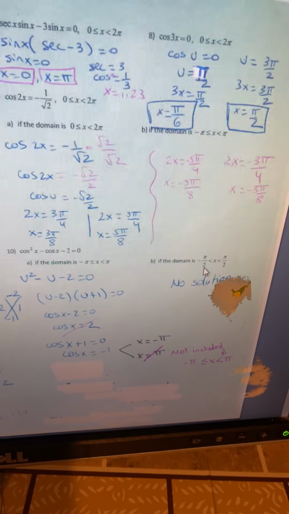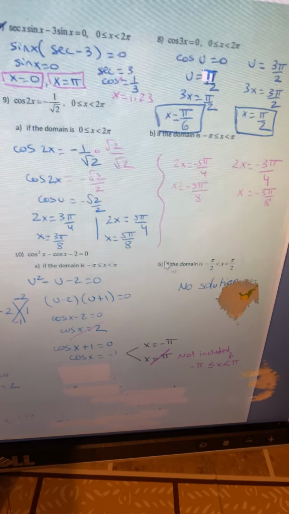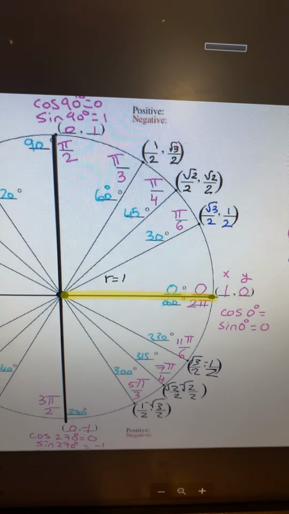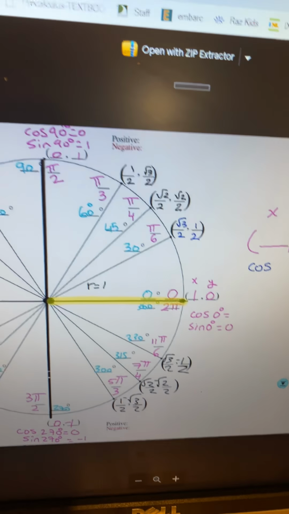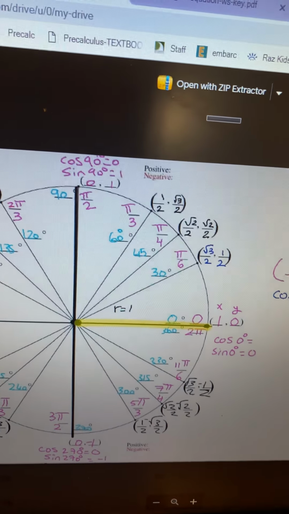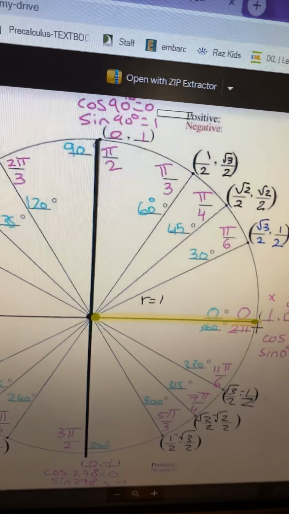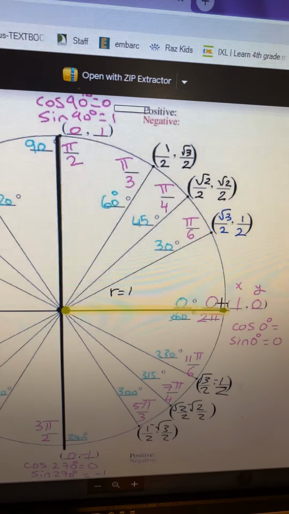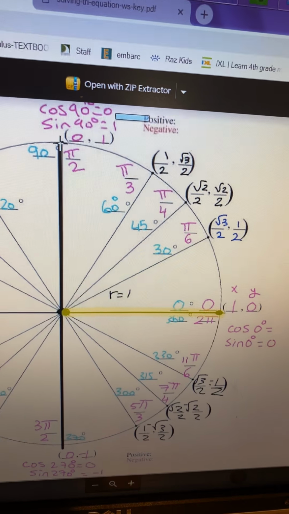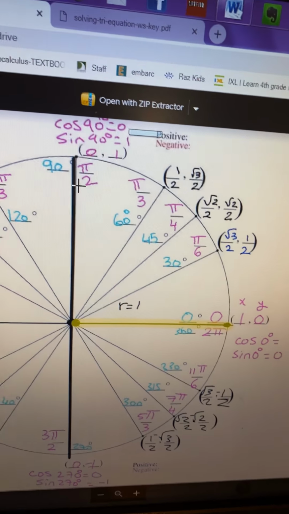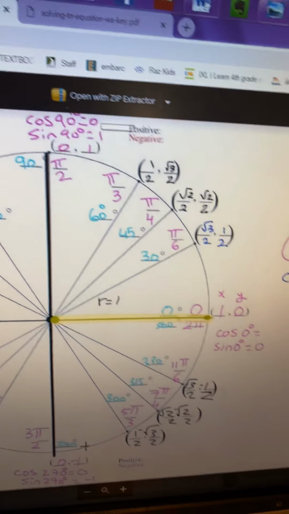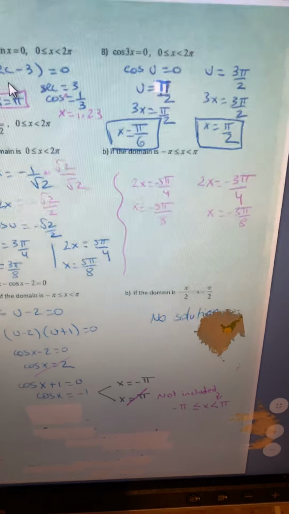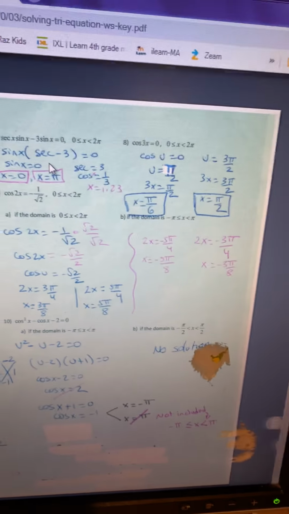And there is no solution in -pi/2 to pi/2, because if you remember, this is -pi/2. Let me just try to get the cursor. From 0, this is -pi/2, and this is pi/2. So we're solving right here, and the cosine cannot equal -1 right here. That's why there's no solution in that interval. So all solutions depend on the interval. Okay, and I hope this helps.